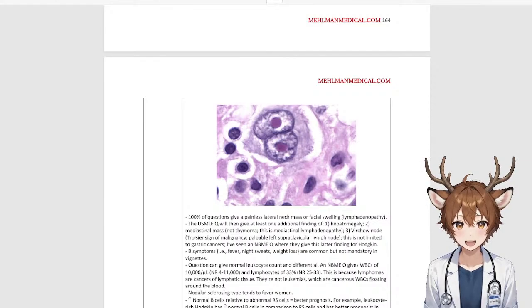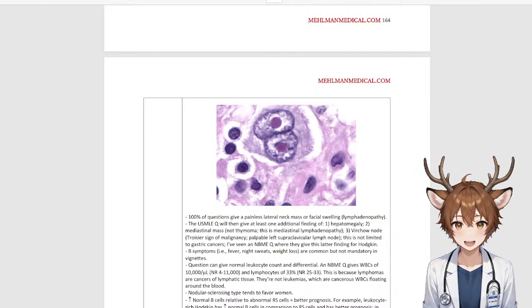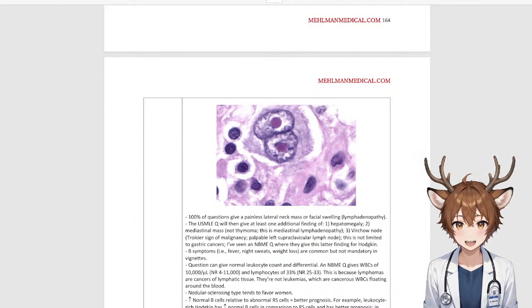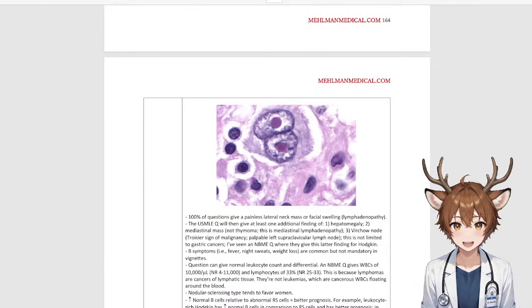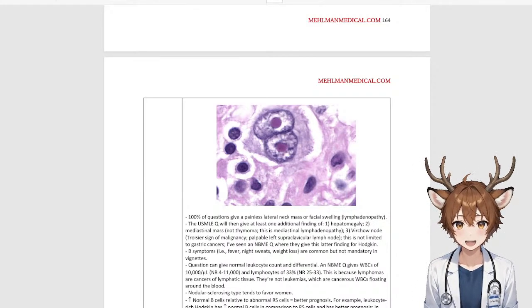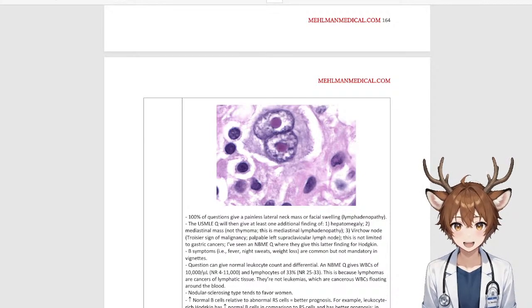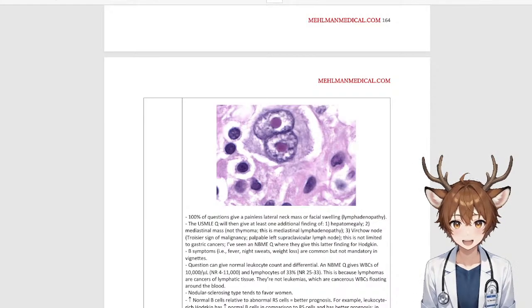B symptoms like fever, night sweats, weight loss are common but not mandatory in vignettes. The question can give a normal leukocyte count and differential. An NBME question gives white blood cells of 10,000 per microliter. Normal range should be 4 to 11,000. And lymphocytes are 33%, normal range 25 to 33. This is because lymphomas are cancers in lymphatic tissue. They're not leukemias, which are cancerous white blood cells floating around the blood.